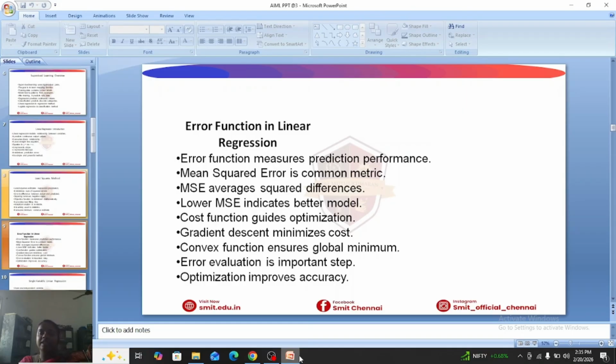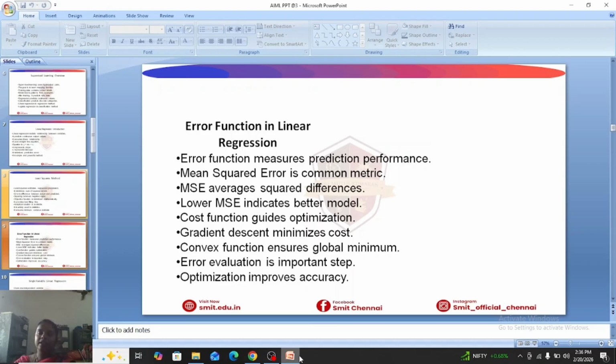Now, the error for a single data point: error is equal to y minus y cap, where y is the actual value and y cap is the predicted value. The sum of squared errors, SSE, is equal to the summation of (y minus y cap) the whole square. For the mean, we divide it by 1 by n, and the cost function is also divided by 1 by 2n.